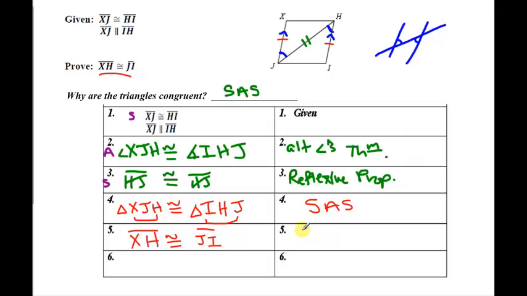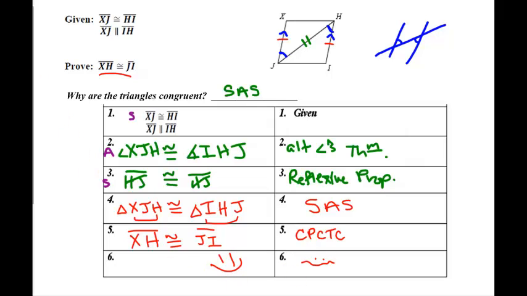And this is our new statement. This is CPCTC. You want to say that corresponding parts of congruent triangles are congruent. Say it three times fast. You need to memorize that. Also known as the definition of congruent triangles. Awesome. So line 6 is just a doodle zone. We got it? All right.